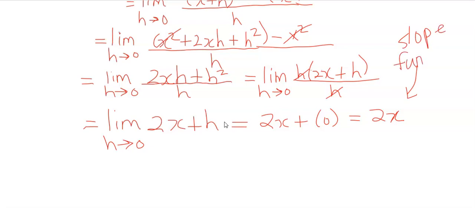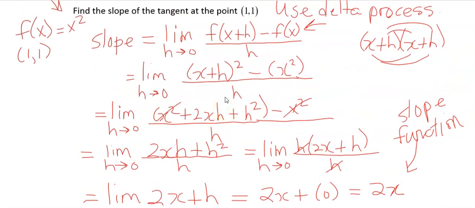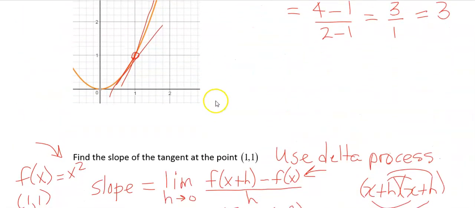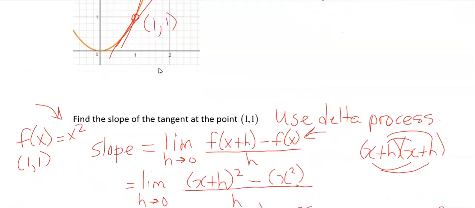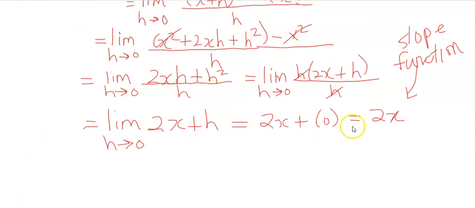Now, you can put any value of x that you want into that derivative, into that slope function, and you will get the slope of the curve at that point. Well, remember, we wanted to get the slope at this point right here. Now that point, remember, is 1, 1. Well, if you look at the slope function, there's nowhere really to put the y here, is there?